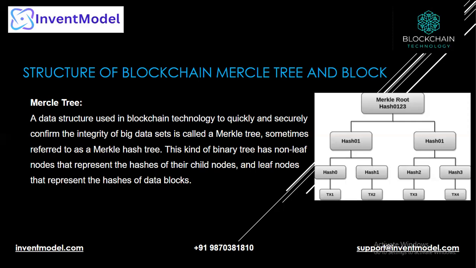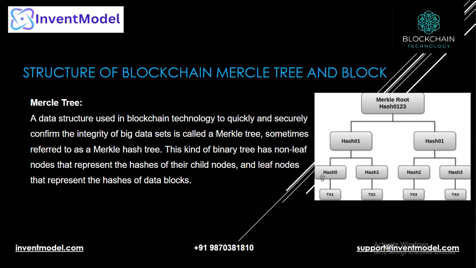So a block is not made up of a single transaction. It has a lot of transactions, 10, 20, 100,000 transactions, to make a block. Every transaction has a unique hash code. In this figure, you see transaction 1, transaction 2, transaction 3, and transaction 4. Transaction 1 has hash 0, transaction 2 has hash 1.